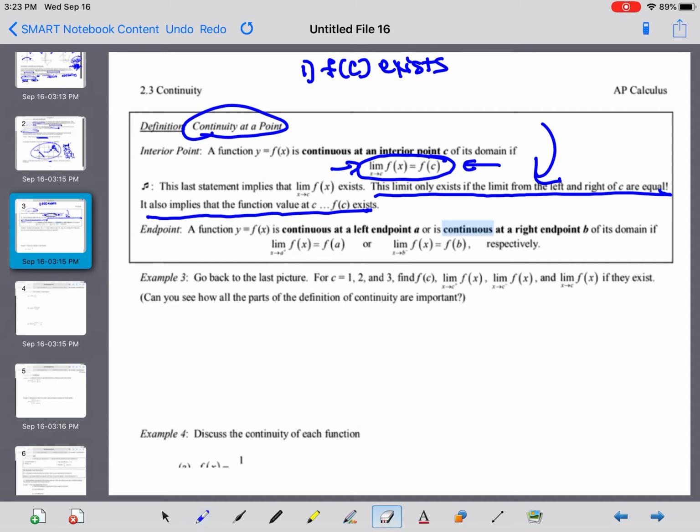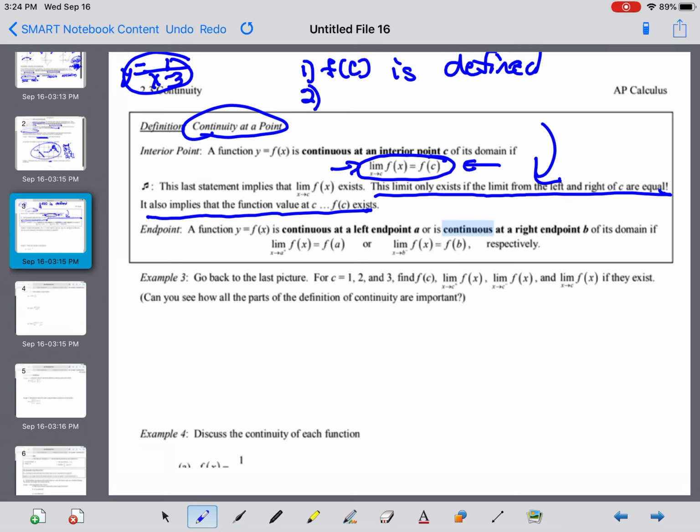C means like an extra special place. First of all, we would say that f of c is defined. An example of that would be something like this. If I'm asking you if this is continuous at 3, the answer would be no, because it's not even defined at 3, game over.